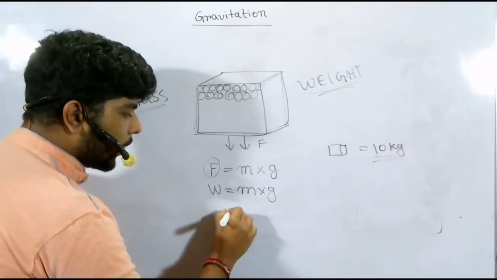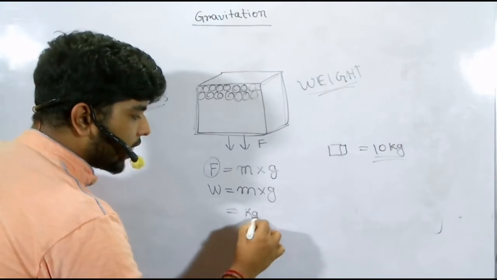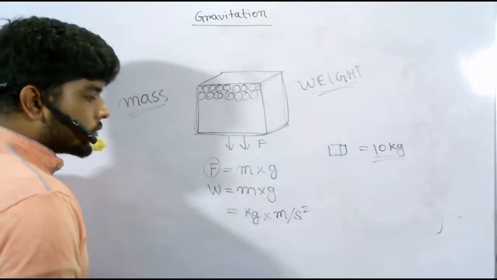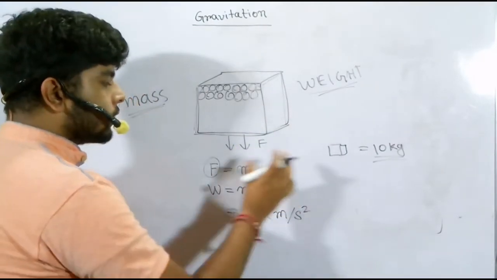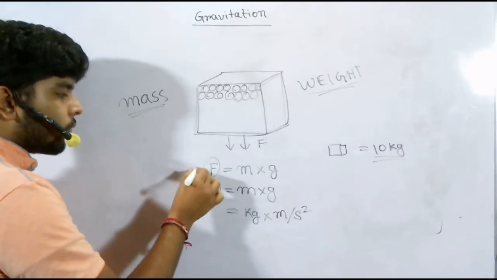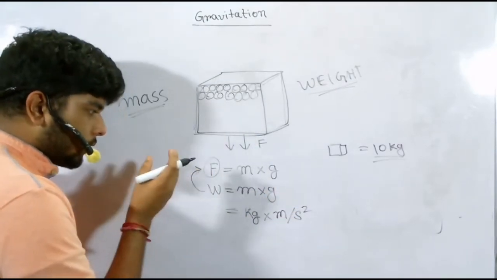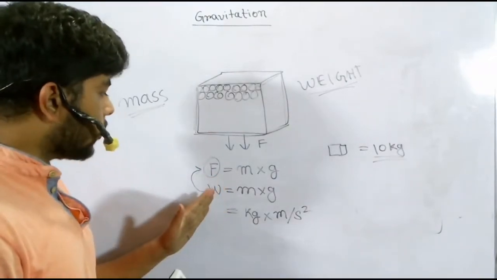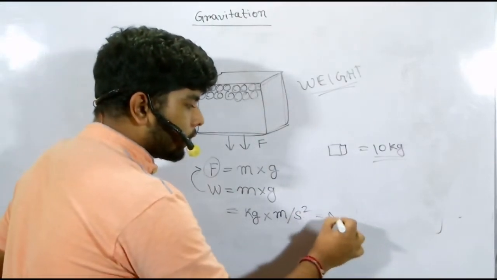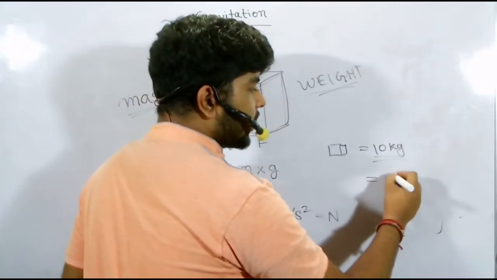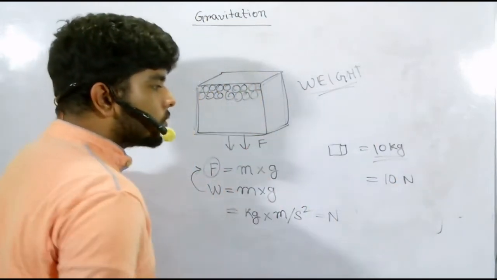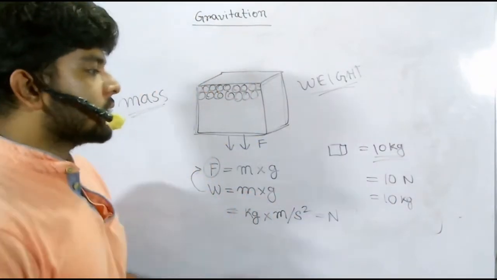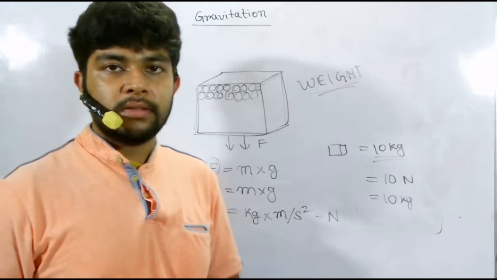So what is the unit of weight? The unit of mass is kg, and the unit of acceleration due to gravity is meter per second square. Since weight is a force, the unit of weight is the Newton, right? So the weight is 10 Newton. We have to say it like this, not 10 kg. Mass and weight are two different things.